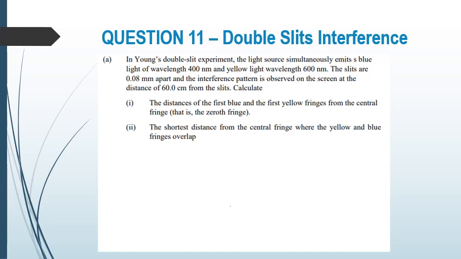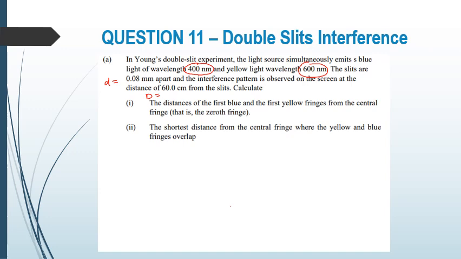Now for question 1, actually it's quite easy to solve because you are given all of the information needed. The wavelength for blue light equals 400 nanometer, the wavelength for yellow light equals 600 nanometer, and the distance between two slits, which is the small letter d, equals 0.08 mm, and the distance between screen and the slit, which is capital letter D, equals 60 cm. Of course, you are given everything in different units. The first thing you should do is change everything into SI unit, which is meter.